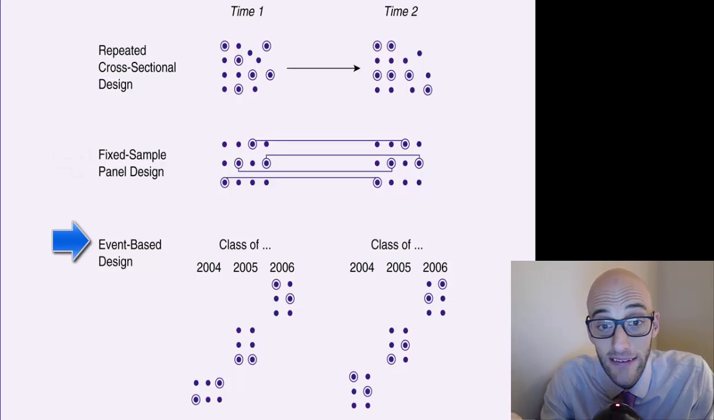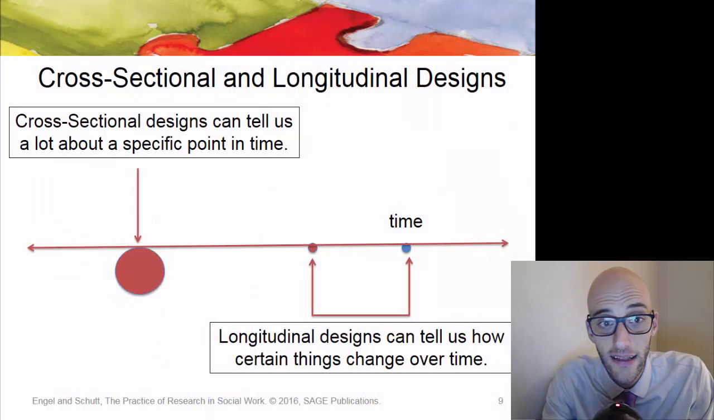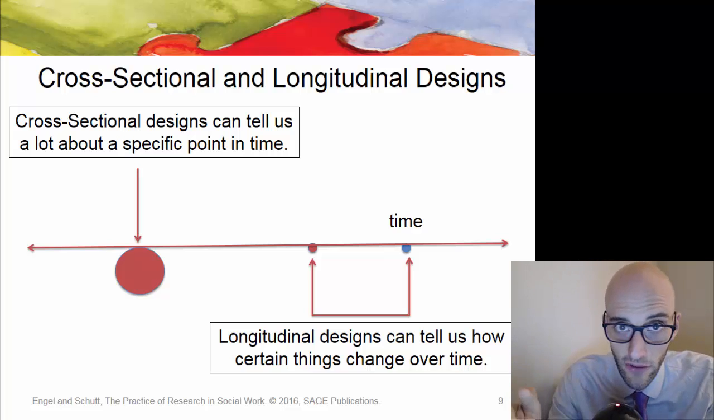You can also look at event-based data, so people from the class of 2004, from the class of 2005, 2006, etc., and then looking at them at two different time points. So cross-sectional design can tell us a lot about people at a specific point in time versus longitudinal design can tell us about certain things that change over time.